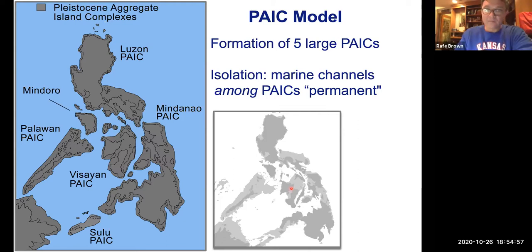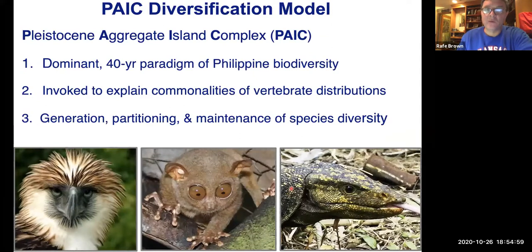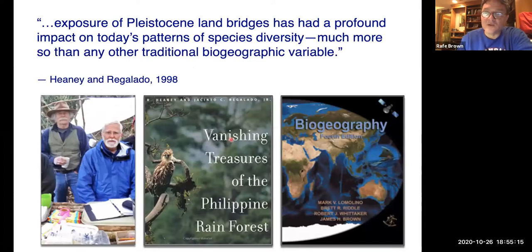This has formed the basis of this dominant Pleistocene paradigm, which has been invoked to explain the commonalities of vertebrate species distributions throughout the archipelago, but also as a mechanism that could have generated, partitioned, and maintained species diversity in these incredible land vertebrates. This has really become the central theme, and books have been written about the story. It's fueled the research program of mammalogists Larry Heaney and Eric Rickart and all of their collaborators. It's picked up in the textbook that we use to teach biogeography as a great classic example and a really prevailing theme.